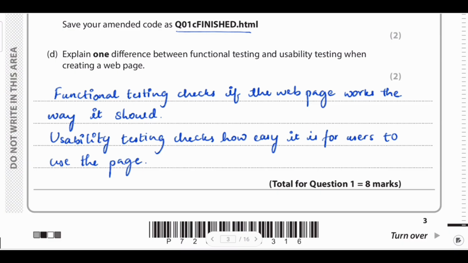So that completes task 1. We have covered HTML structure, attributes, lists and the basic testing types. These 8 marks are really straightforward if you stay accurate with the tags and clear with the definitions. Next, we will move into task 2, CSS styling, where we will apply colors, transitions and gradients.